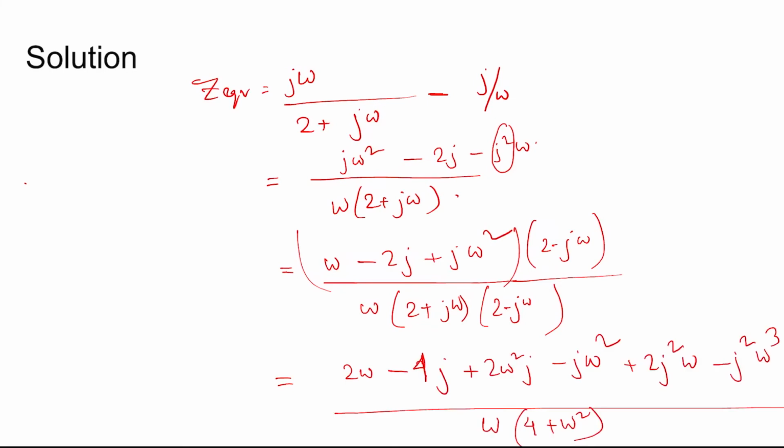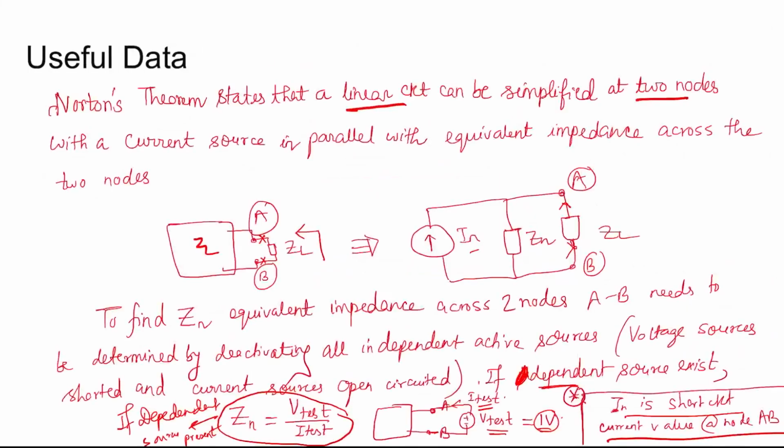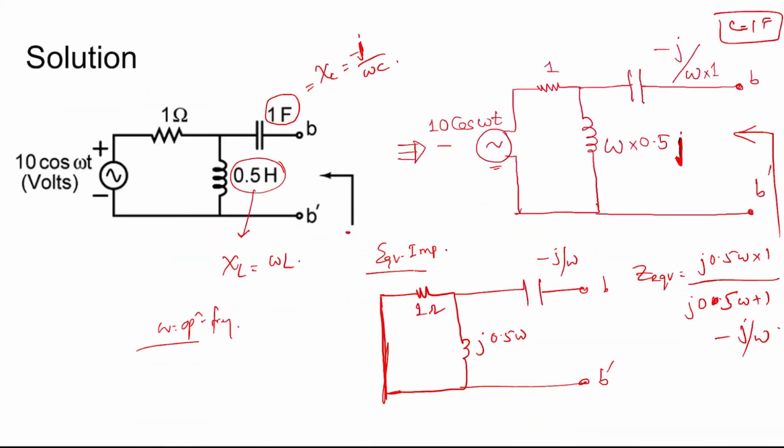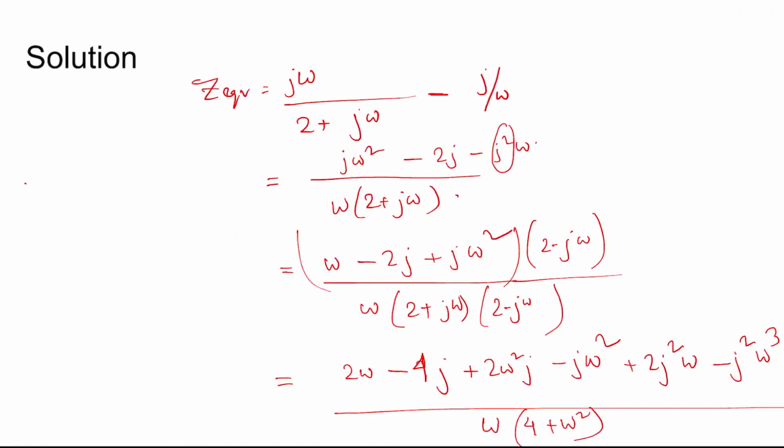Finding the imaginary part, which should be made 0 because it is told in the problem that the equivalent impedance should be purely resistive. To make the Z equivalent purely resistive, the imaginary term should be made 0. So the terms inside j should be made 0. It's minus 1, so minus 2 omega. And again this j square is minus 1.